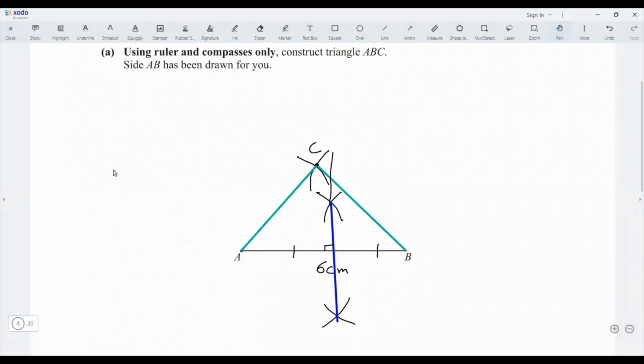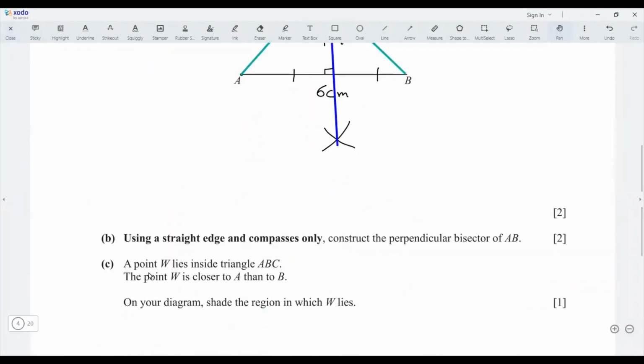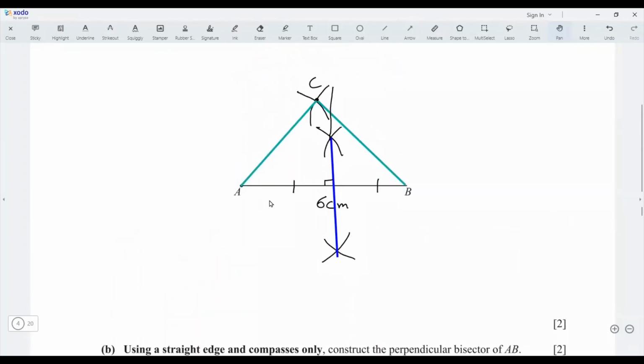And what else is to be asked in part C? In part C, they are saying that a point W which is lying inside that triangle ABC, and that W is closer to A than to B. We have to shade the complete region where W lies. They are saying that it is closer to A than to B.